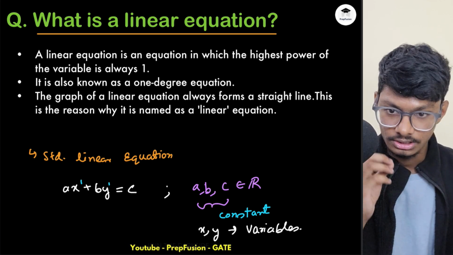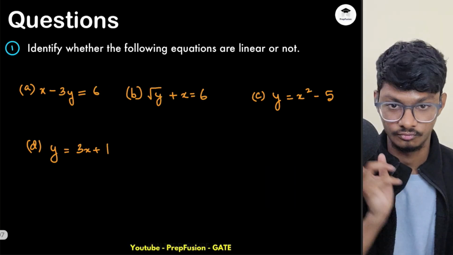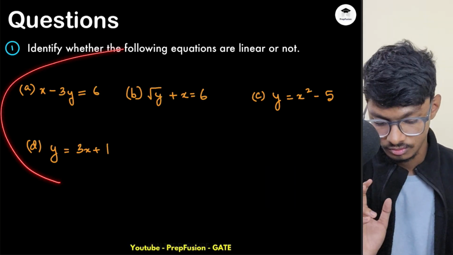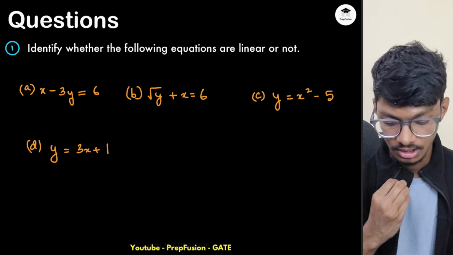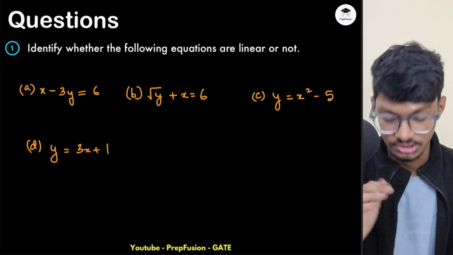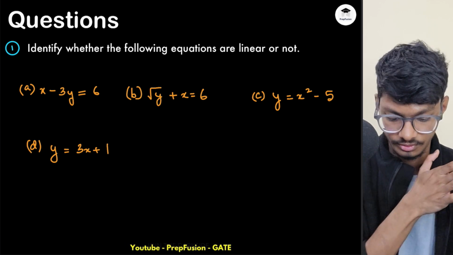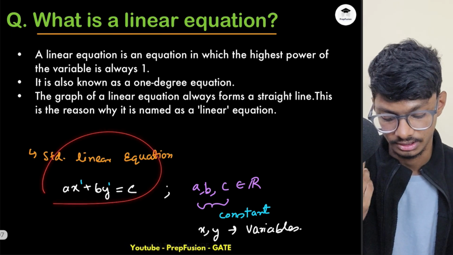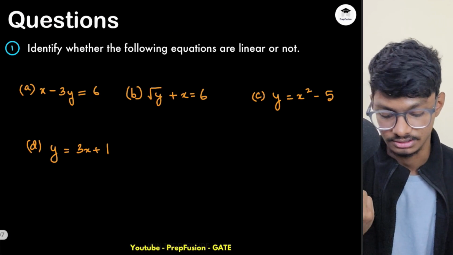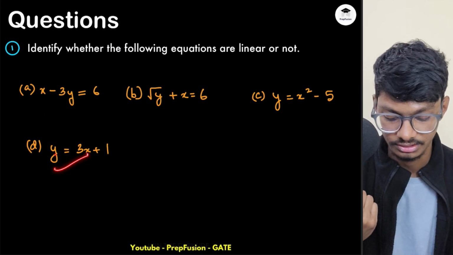Okay, so to understand this concept, we'll try to do a question. Identify whether the following equations are linear or not. Just by seeing the options, you can say which equations are linear and which aren't, right? Like I already told you from this condition that yes, this one is linear, this one is linear, but these aren't.